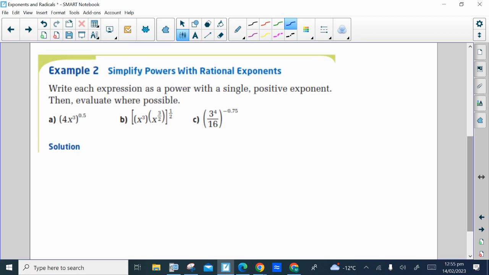All right, let's look at example 2. Write each expression as a power with single positive exponent, then evaluate where possible. It means get an answer where possible.